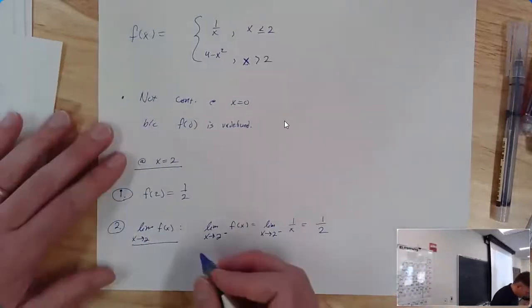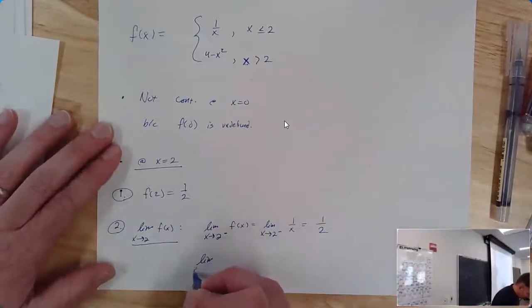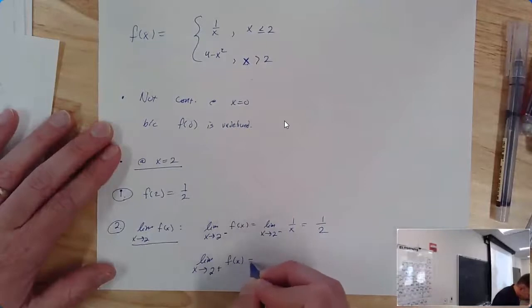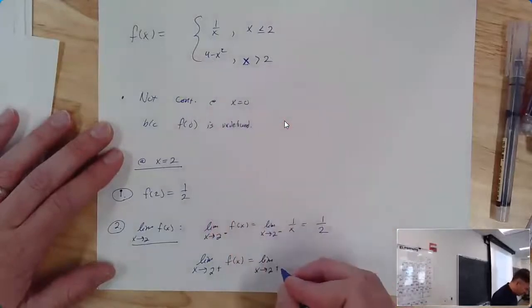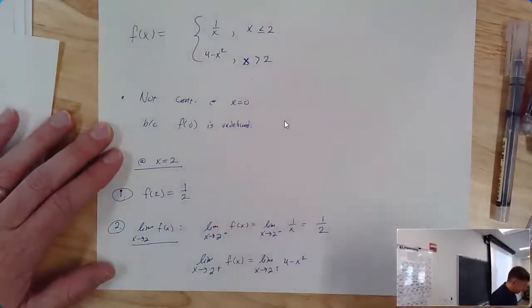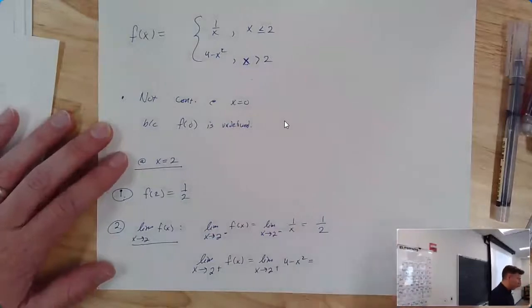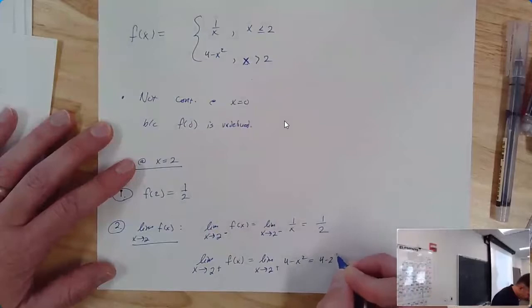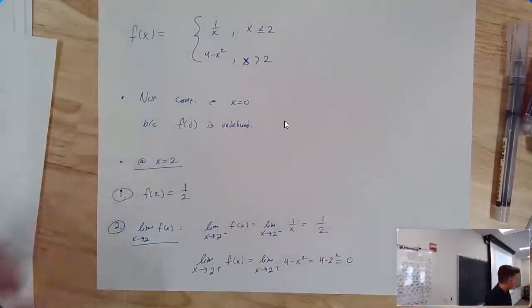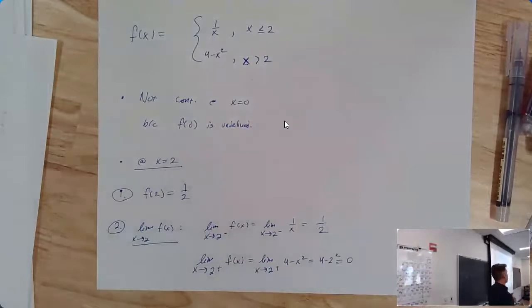On the other side, if I want to find the limit as x approaches 2 from the right of f of x, now I'm on the right side of 2, so I have 4 minus x squared as my function. If I plug in 2 again, not 2.1, not 2.001, actually 2, I get 4 minus 2 squared, which is 0. Does the limit exist? No. Is the function continuous? No.